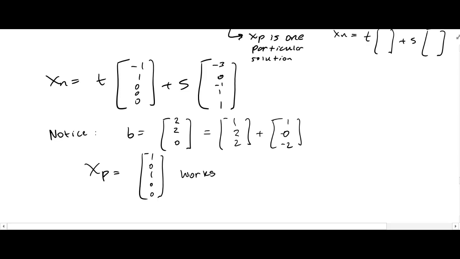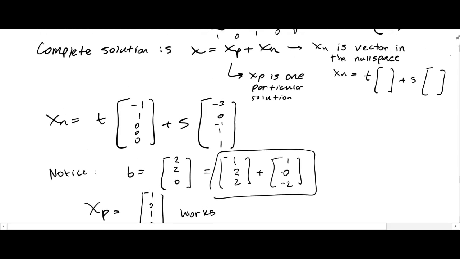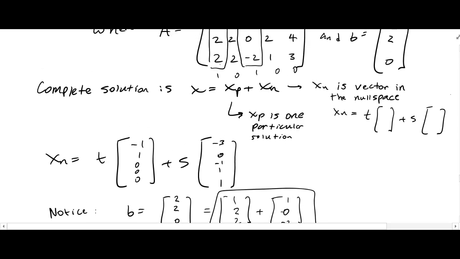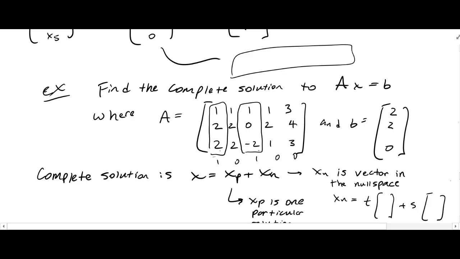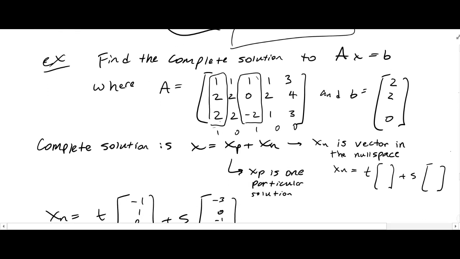Can you explain one more time what was 1, 0, 1, 0, 0? Yeah, so I'm writing b, the right-hand side, 2, 2, 0, as a linear combination of the columns of A. The columns of A were these guys. I was using this column plus that column. And so xp is the vector 1, 0, 1, 0, 0, because I'm using 1 of the first column, 1 of the third column, and 0 of the others. So that's why xp is that.